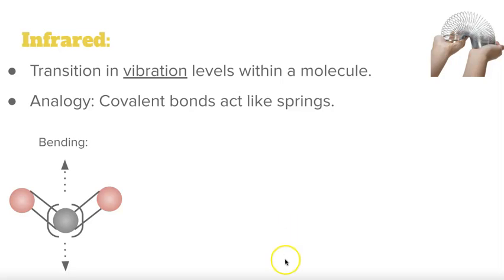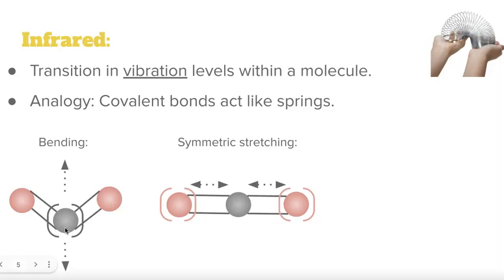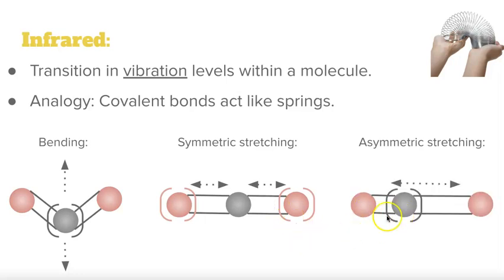There's what you call bending, where the middle atom of a molecule goes back and forth, and hence why they call it bending. There's symmetric stretching, where the bonds opposite of each other on the central atom go back and forth at the same time in the same magnitude. And if there's symmetric stretching, there's also asymmetric stretching, where the same type of stretching occurs, but not in the same magnitude. You can think of it as the middle atom going back and forth.